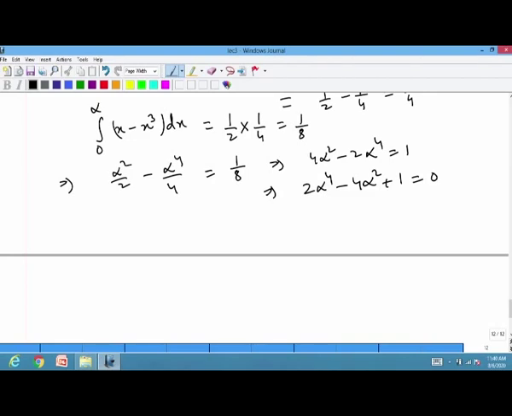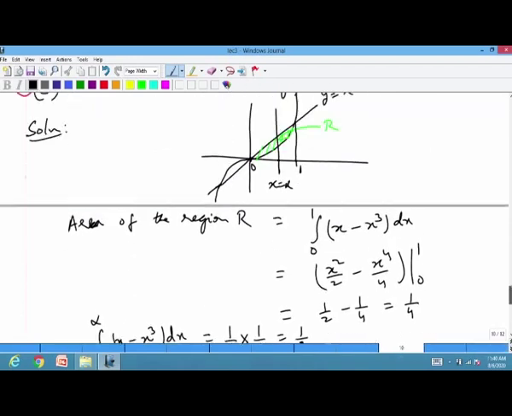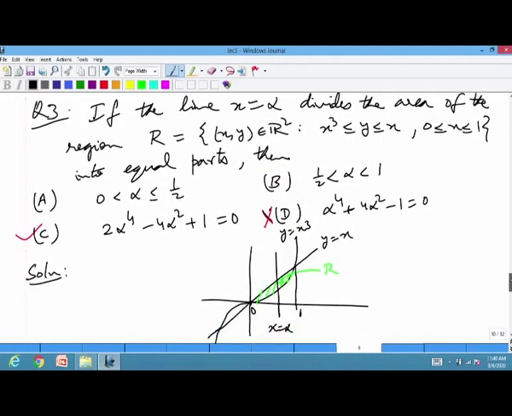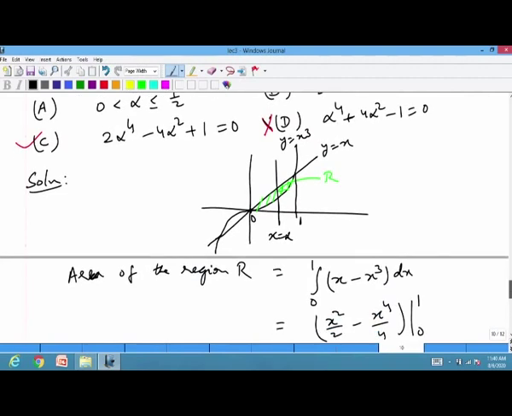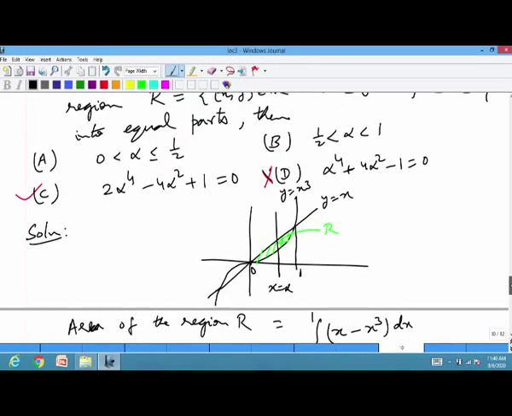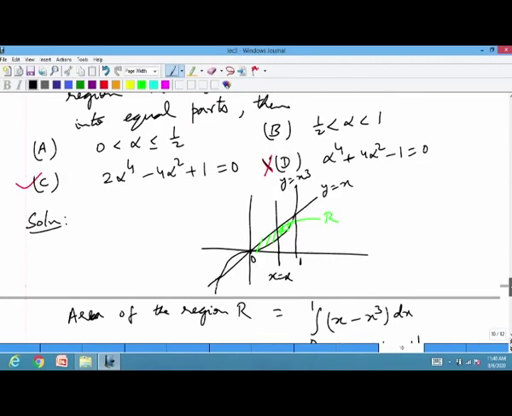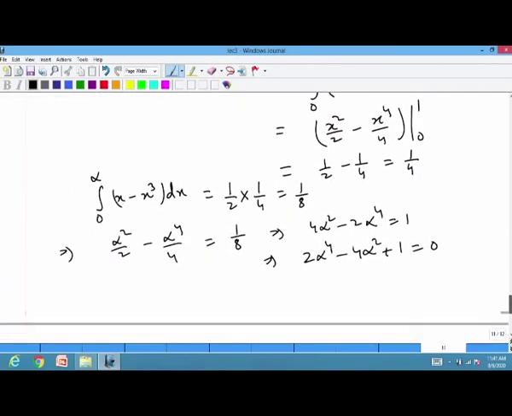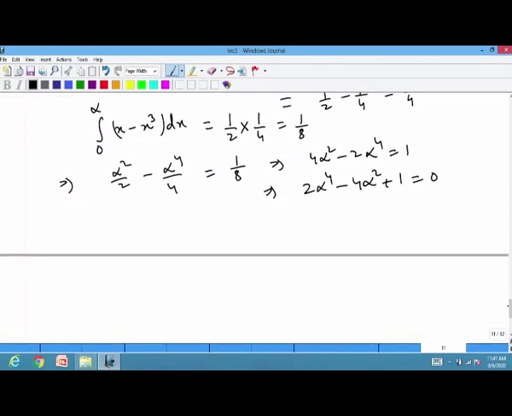Another simpler way is that we have to see whether alpha is less than equal to half or alpha is bigger than half. So, what we can do is simply calculate this area for alpha equal to half. So, if we calculate the integral from 0 to half of x minus x cube dx, this will be equal to, just put alpha equal to half.